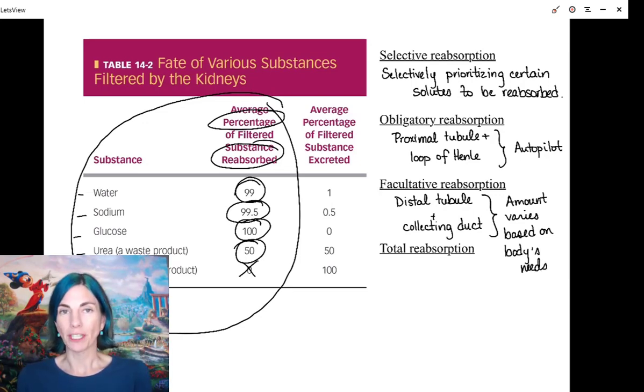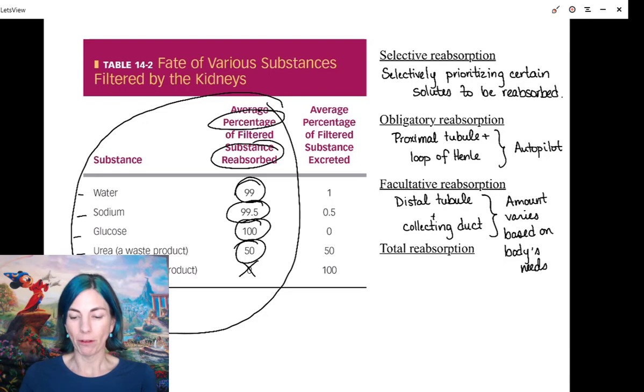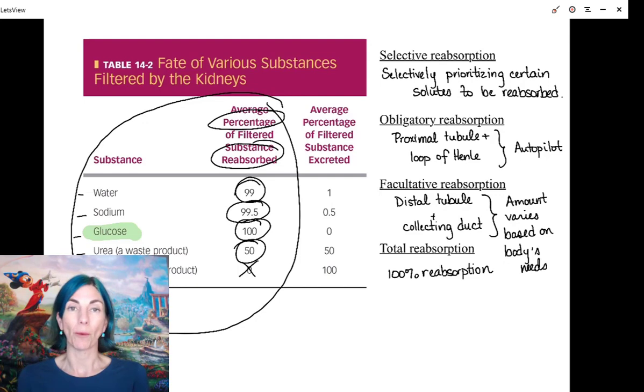Total reabsorption refers to the idea that you're reabsorbing something 100%. In our example, glucose is totally reabsorbed. So total reabsorption refers to 100%, or it should be 100% reabsorption. Only certain substances are totally reabsorbed. Glucose is one of them, or at least it should be one of them, which means there should be no glucose in your urine because it all should be reabsorbed.